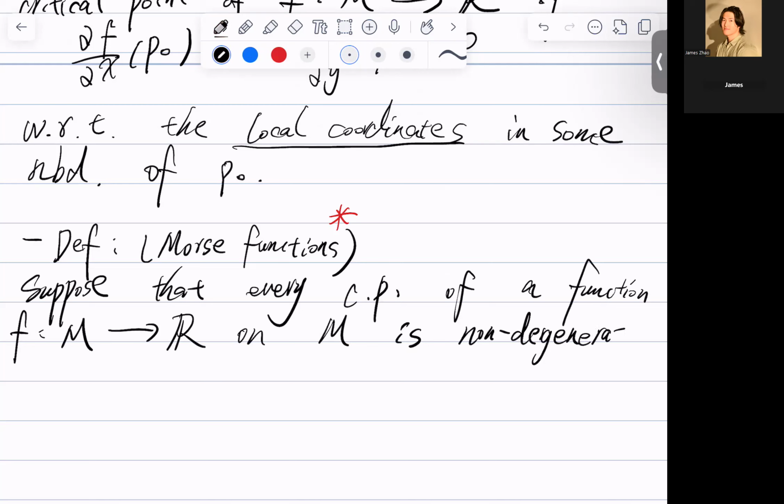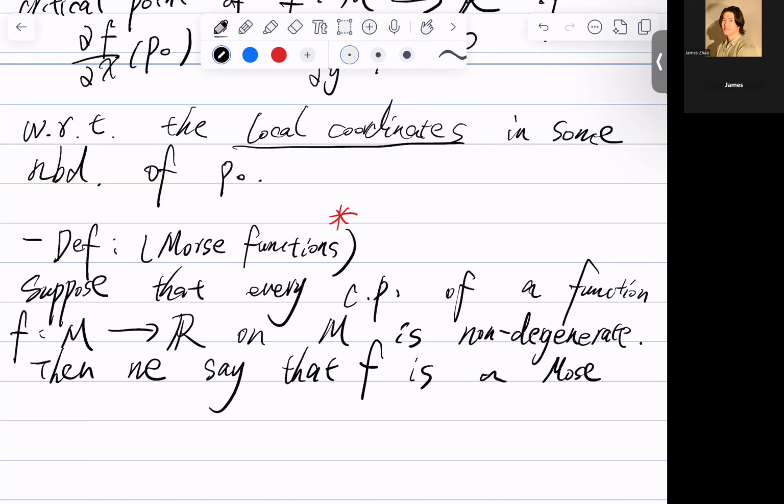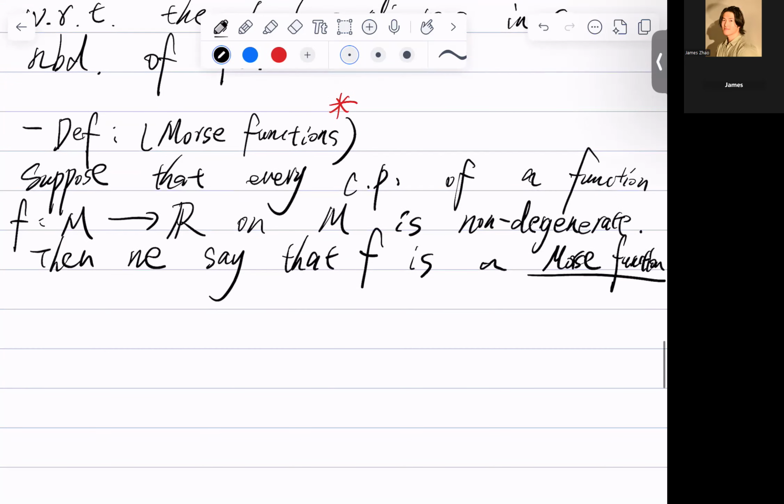Then we can say that f is a Morse function. Oops, Morse. Okay, that's it. As simple as that. If every critical point of a function f is non-degenerate, then we can say that f is a Morse function.